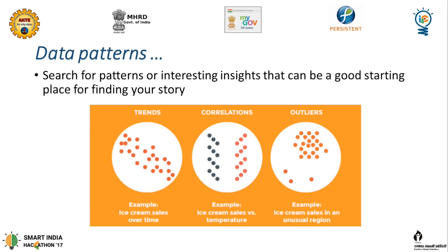Now we need to find out different patterns because they are also important, and these patterns lead to prediction. Search for patterns and interesting insights that can be a good starting place for finding your story. See, ultimately we want to find out a story based on your data. So one example is different trends.